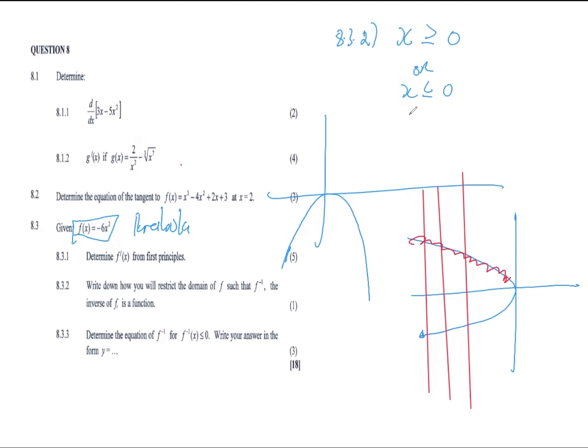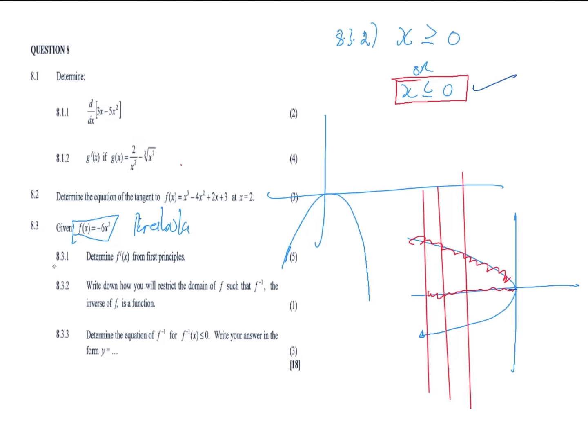So, okay, in my case, I would have to go with x less than or equal to 0 because I'm simply taking where my x values are negative. So this is how I would actually restrict this, right? This is how I would restrict that so that the inverse becomes a function. So I would say x less than or equal to 0. So these are the values.